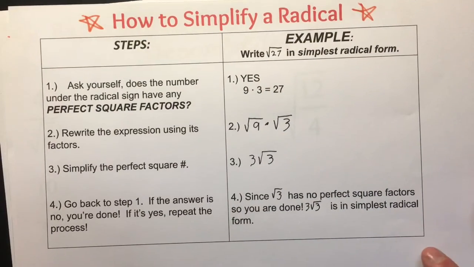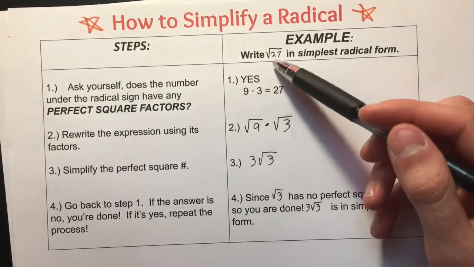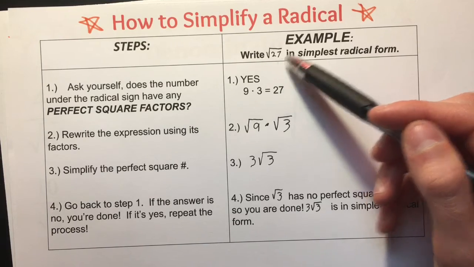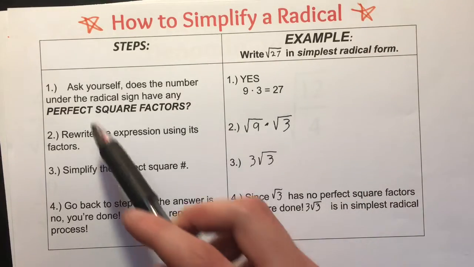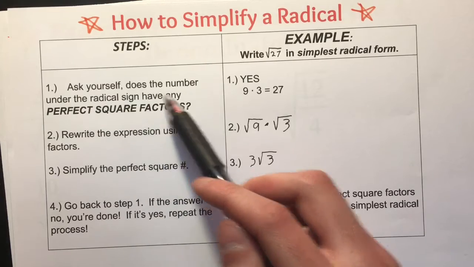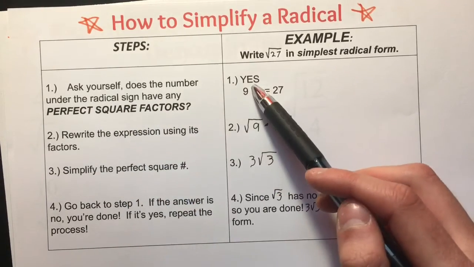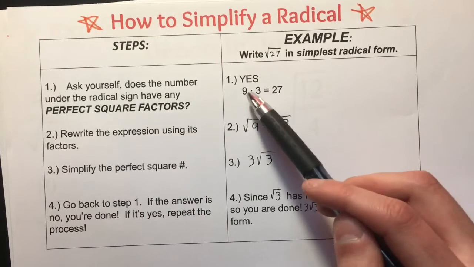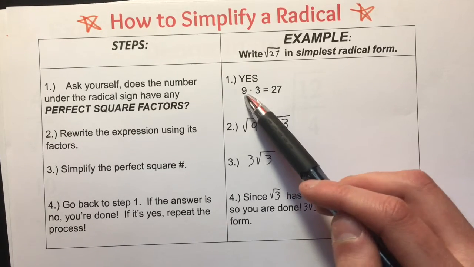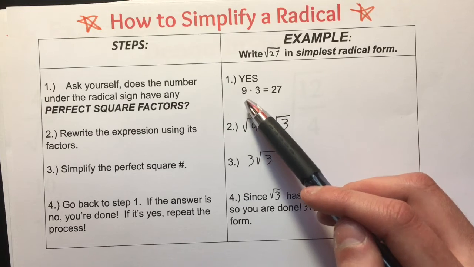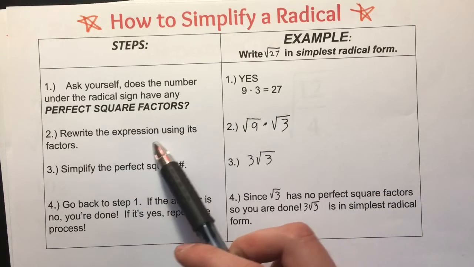So how to simplify a radical. Let's say we were going to write the square root of 27 in its simplest form. First, we're going to ask ourselves, does the number under the radical sign have any perfect square factors? Well, yes, because 27 is equal to 9 times 3. 9 is a perfect square factor. So we're going to rewrite the expression.